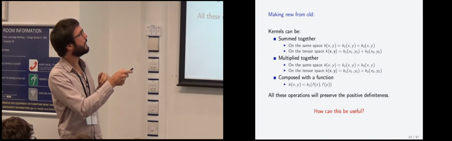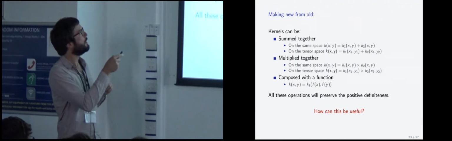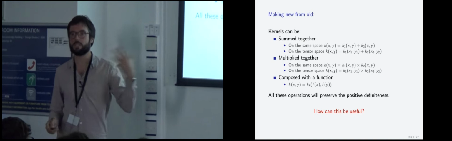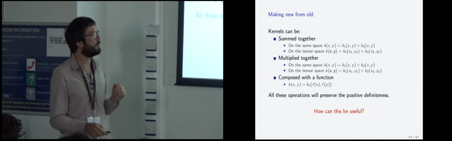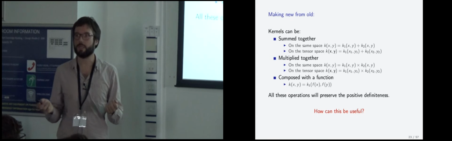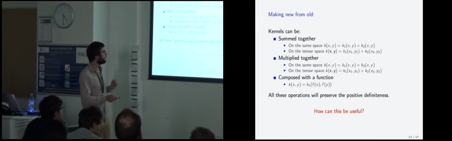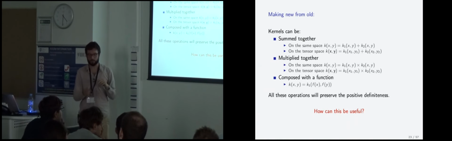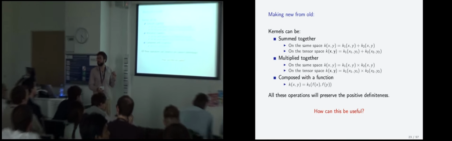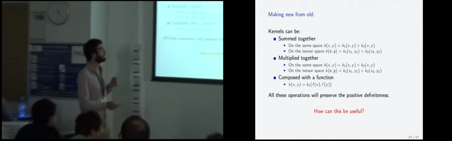So you should have seen that you can sum kernels together, and you will still end up with something that is positive semi-definite. Or you can multiply kernels together, and you're, again, going to have something that is positive semi-definite. And something that was not in the lab, I guess, is you can compose kernels with functions. I'm going to give examples of this kind of transform, and we'll see what's happening.